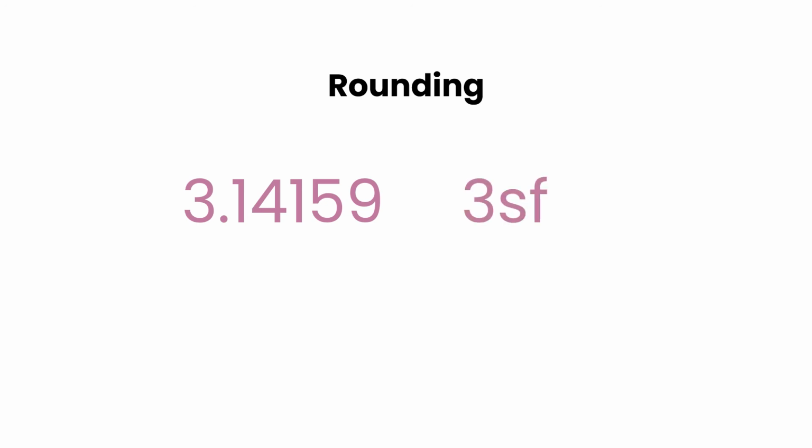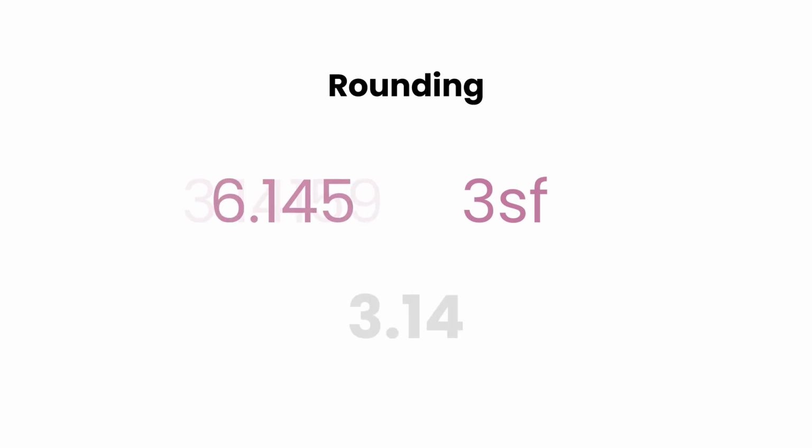Rounding limits the degree of accuracy for a value. So let's take, for example, 3.14159. We round that to 3 significant figures and we get 3.14. Not all languages handle rounding in the same way though. For example, we might see the number 6.145. If we were rounding that to 3 significant figures, I imagine you'd automatically round it up to 6.15, but languages might not do this unless they're explicitly told to.